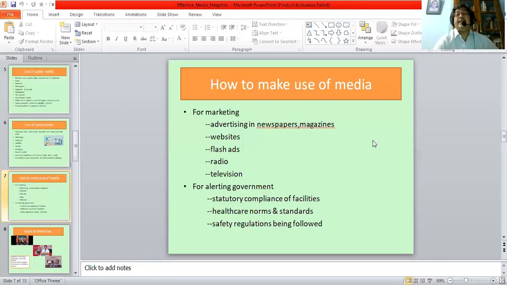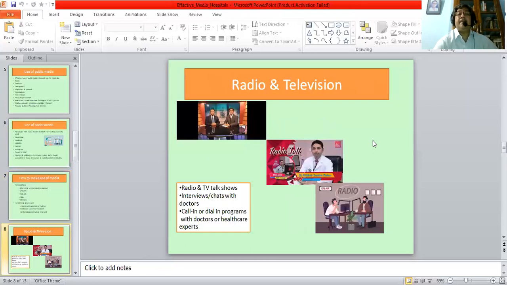These are some of the ways in which you make use of the media. Here, I'm giving certain examples. On radio and television, they are very, very important channels. They reach out to large numbers of people, and you can talk about your medical facilities in a very interesting way, which captures people's interest and attention. And it will also highlight the features of the facilities which you have.